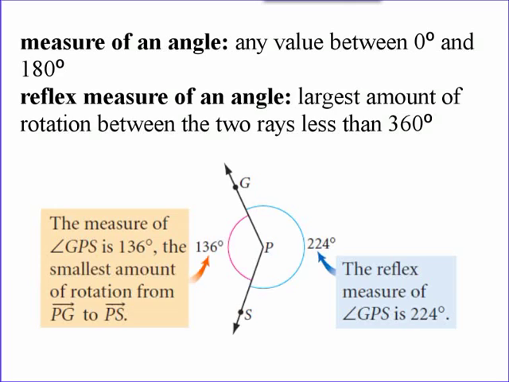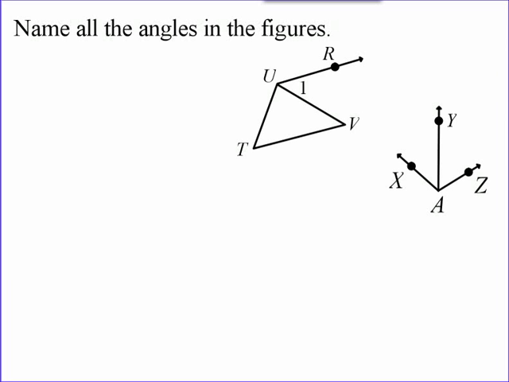Oh, skipped one. Go back. There we go. It says name all the angles in the figure. All right, so I'm just going to pick one. Here would be one. What would that angle be called? T. Okay, that one we could call T. All right, what would this angle be called? V. V, we could do angle V. What about this one? UVT. Because there's multiple ones.